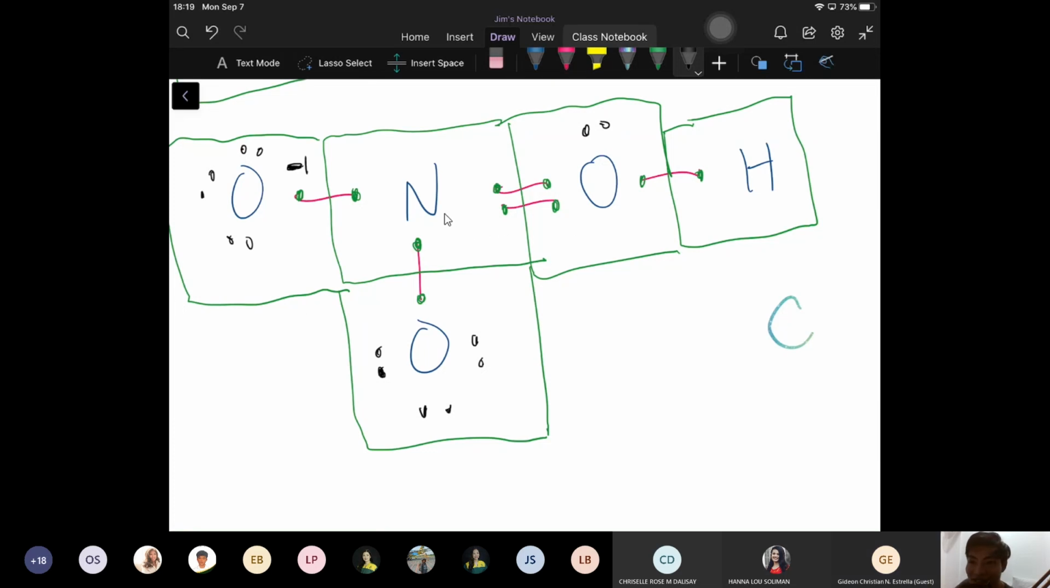Sige. Itong nitrogen. Sino naman? Nitrogen. Ito. Siguro yung iba kumakain. Ano? Ito, nitrogen. Sige, si Gideon na lang uli. Naka-raise yung hand. Dali, tapusin na natin to.